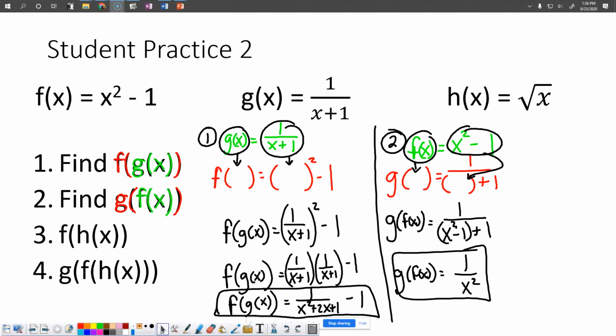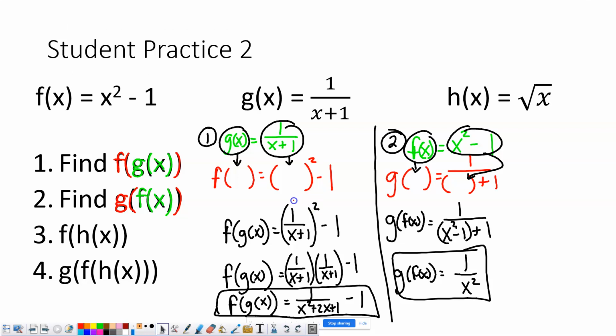So here's the answers to numbers 1 and 2. I think most of it's pretty self-explanatory. I would just say that maybe here where you have (1 over x + 1) squared, what that means is that you have 1 over x + 1 being multiplied by itself. So you have 1 times 1, which is 1. (x + 1) times (x + 1) is another FOIL method or box multiplication method. Either way, you get x squared + 2x + 1. And then we have the minus 1 on the side.